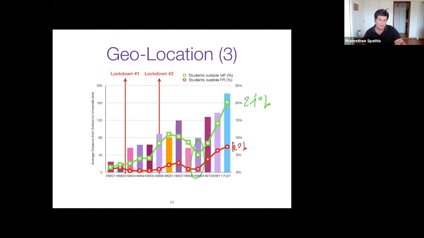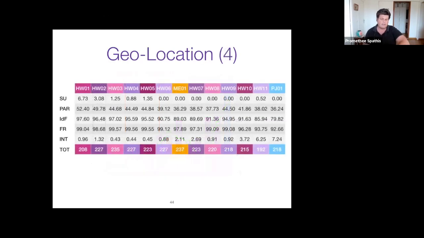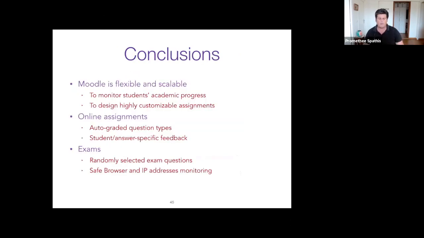We are trying to complete those results, and I will show them in another article where we try to show the effect on the progress of the students, to see if students who moved have an impact on their grade. I'm not going to show that today. This is a table that details the graph. Anyway, I will leave it there.